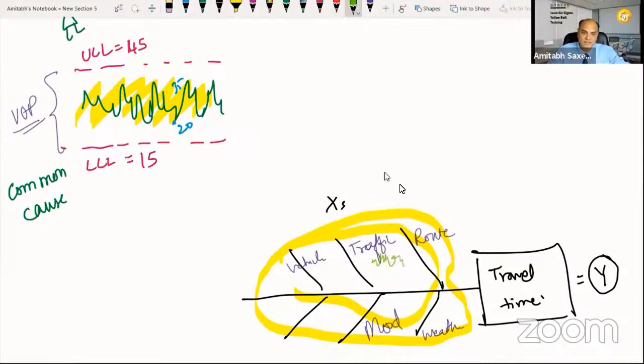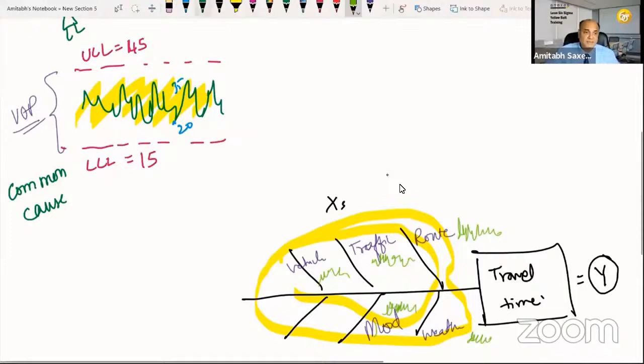Traffic has some variation every day. Route has some variation every day. All these causes, mood also varies every day. All these variations together combine and produce this 15 to 45 minutes. I'll continue tomorrow, day after tomorrow, to operate within 15 to 45 minutes.